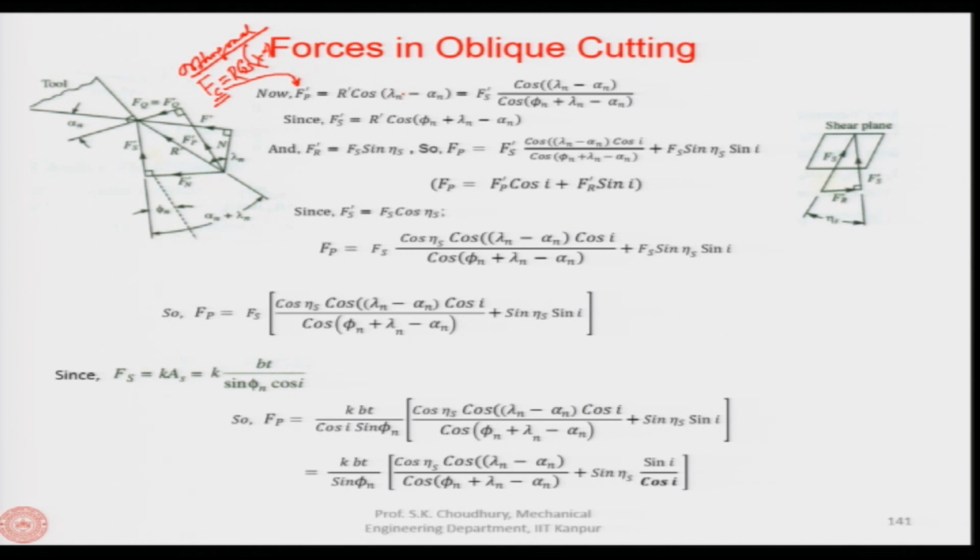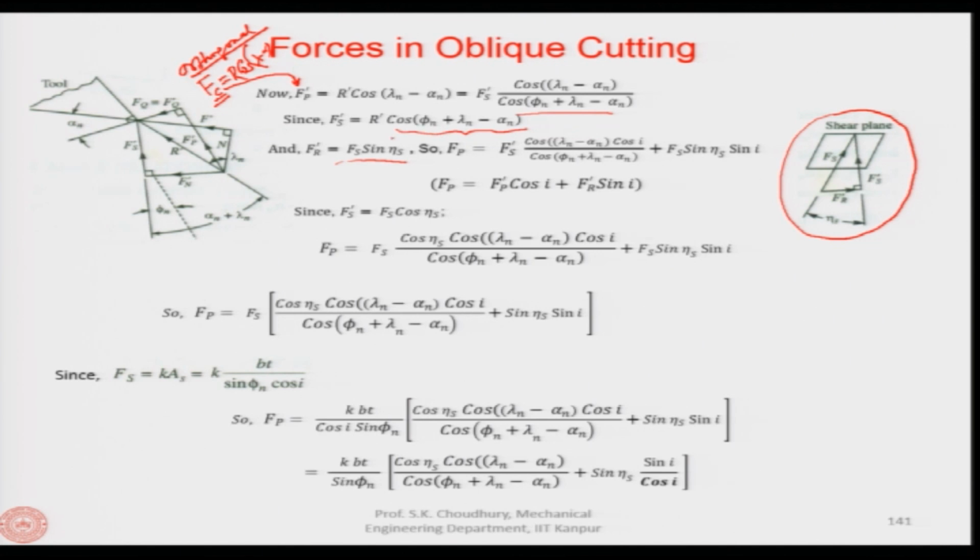So, therefore, lambda n minus alpha n can be written as Fs prime cos of lambda n minus alpha n divided by this, because r prime we have said as Fs prime divided by this. Now, here it is written that Fs prime is equal to r prime into this. So, r prime equals Fs prime divided by cos of phi n plus lambda n minus alpha n, and the Fr prime can be said to be equal to Fs into the sin nu s, that you can find out from this diagram.